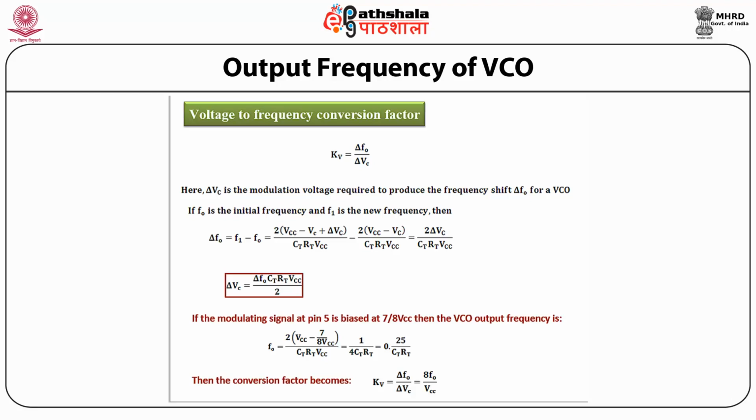So if the modulating signal at pin 5 is biased at 7 by 8 VCC, then the VCO output frequency is F0 equal to 2 multiplied by (VCC minus 7 by 8 VCC) divided by CT RT VCC. This is equal to 1 by 4 CT RT, equal to 0.25 divided by CT RT. So the conversion factor becomes kV equal to delta F0 by delta VC equal to 8 F0 by VCC.